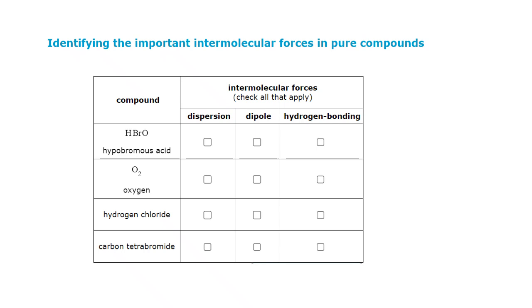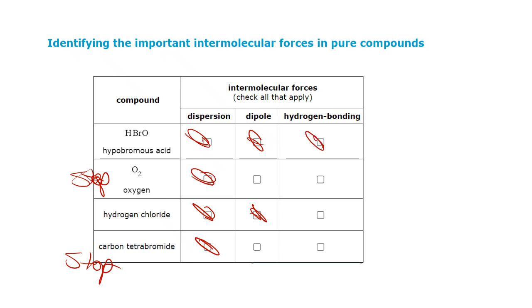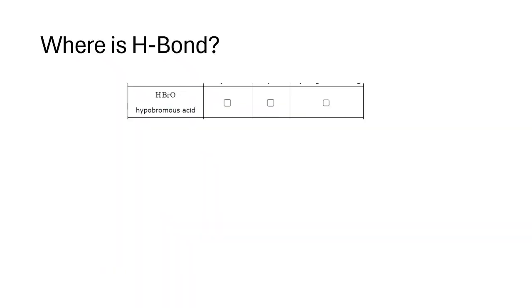So I'm going to pick the next example too. HBrO, so first off, we know these all have dispersion. Then O2, we stop at dispersion because it is nonpolar. Carbon tetrabromide, we're also going to stop at dispersion. Then HCl is polar, so that's going to have dipole. HBrO is polar, so it's going to have dipole. Then HBrO is the only one that has hydrogen bonds, but I'll draw it in the next slide. HBrO.